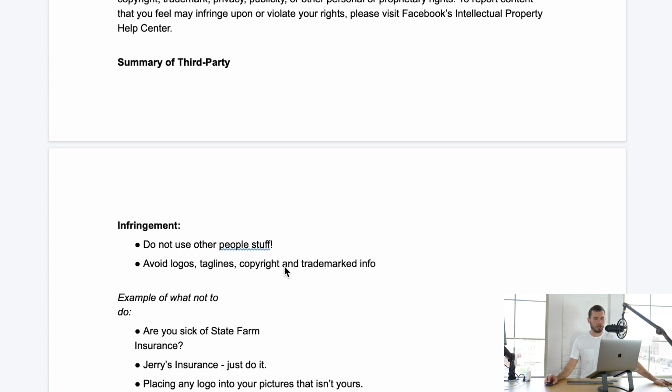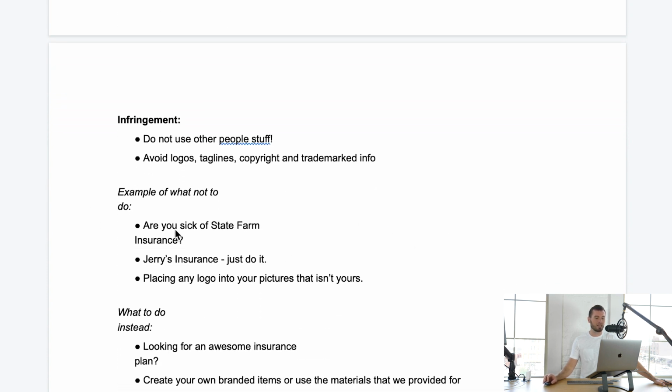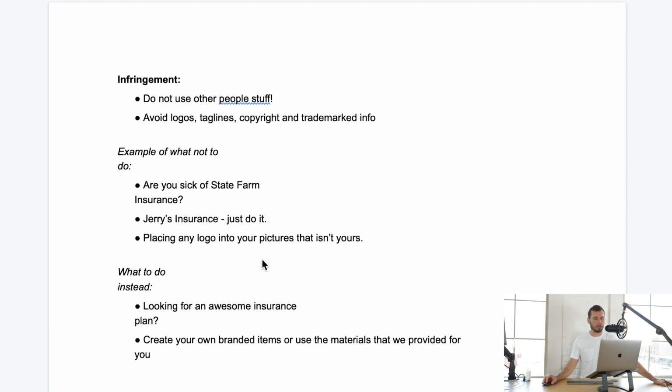Let's go down and check out some other examples here. Infringement: obviously you can't steal other people's stuff, logos, taglines, anything like that. So for example, you can't take someone's tagline like Nationwide is on your side and say Jerry's Insurance is on your side. Obviously, that's pretty obvious.